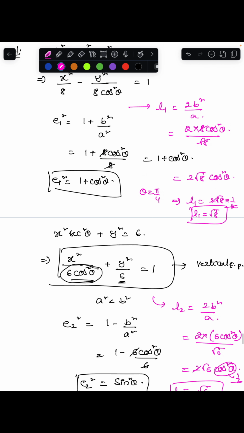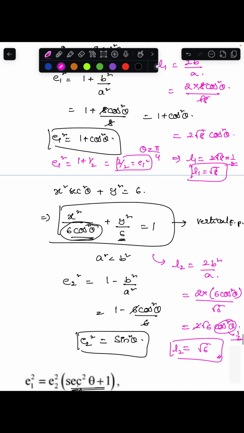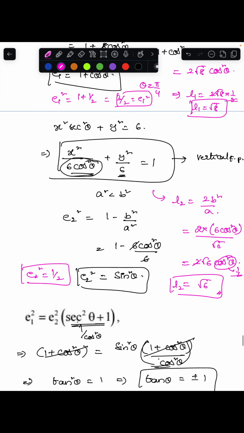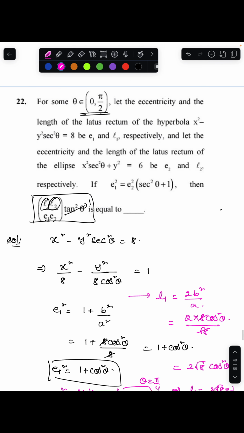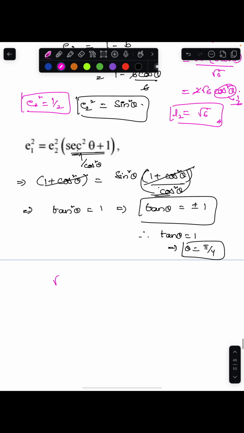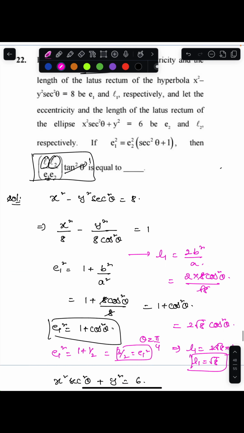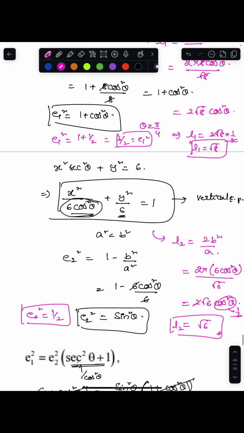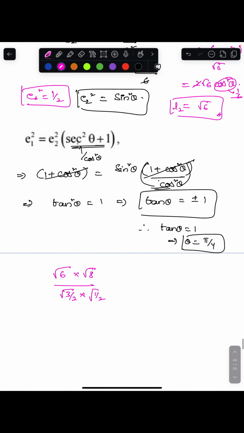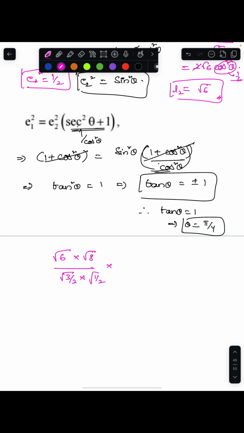And E1, E2 also we can calculate. E1 square is 1 plus 1 by 2, which is 3 by 2. It is E1 square. E2 square is 1 by 2. Now substitute in the equation, we get L1 L2 by E1 E2. So root 6 into root 8 by E1 E2. E1 means root of 3 by 2 and root of 1 by 2, right? Into tan square theta. Tan square theta is 1.